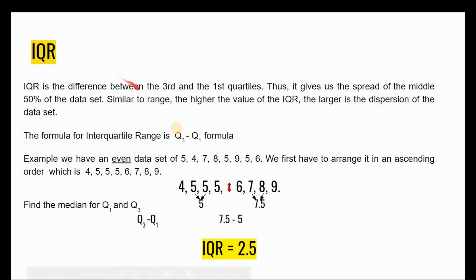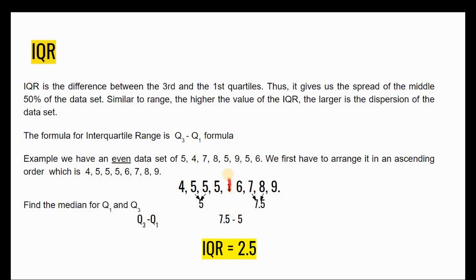The IQR, or interquartile range, is the difference between the third and the first quartile. It gives us the spread of the middle 50% of the data, similar to range. The formula for interquartile range is just Q3, the third quartile, minus the first quartile. So this is very easy. Let's say we have an even data set: 5, 4, 7, 8, 5, 9, 5, 6. The first thing we need to do is arrange it in ascending order. So we arrange it: 4, 5, 5, 5, 6, 7, 8, and 9. Once it is arranged, you can easily find your interquartile range.